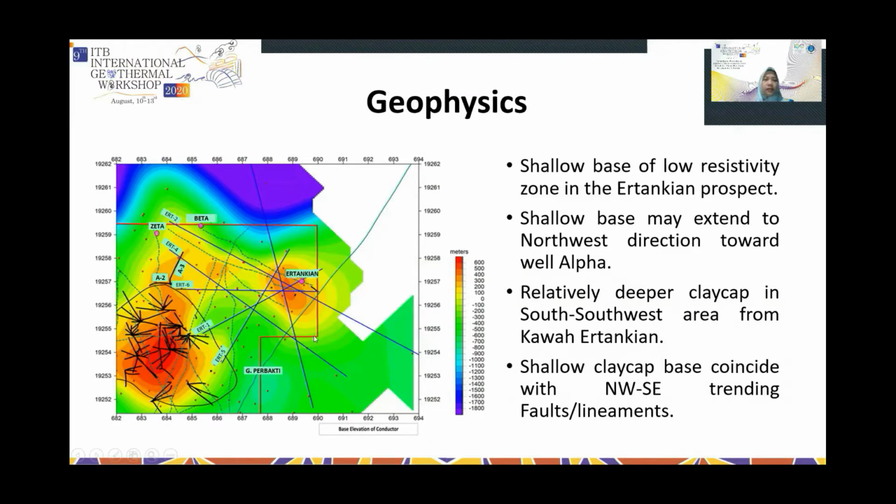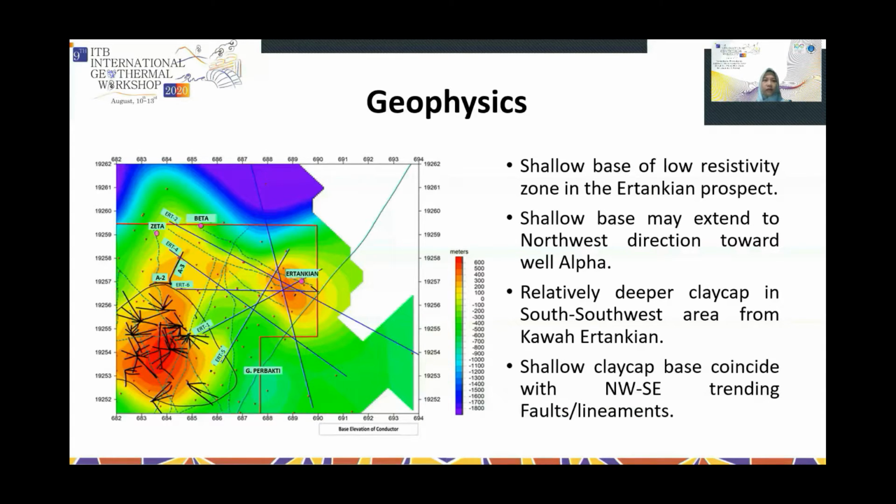Within the Ertankian prospect, the low resistivity layers that are near to and appear to be associated with surface thermal manifestations are believed to most likely represent the signature of a clay cap over a geothermal reservoir or outflow from a geothermal reservoir. A standard way to view the characteristics of the low resistivity layer is to contour the elevation of the base of the conductor layer.